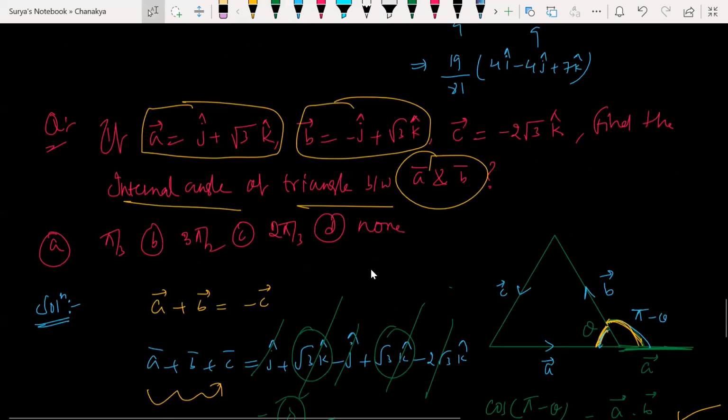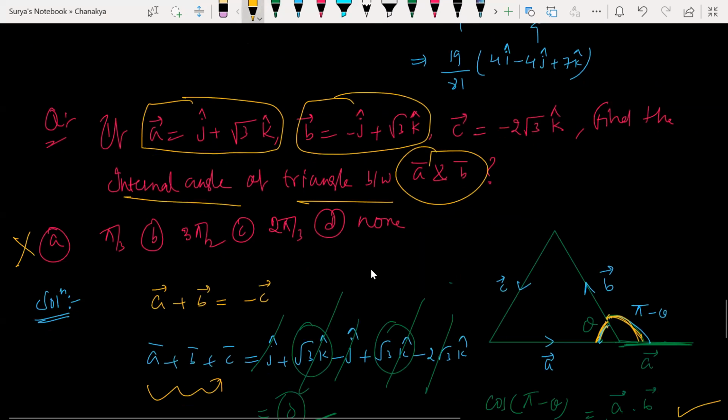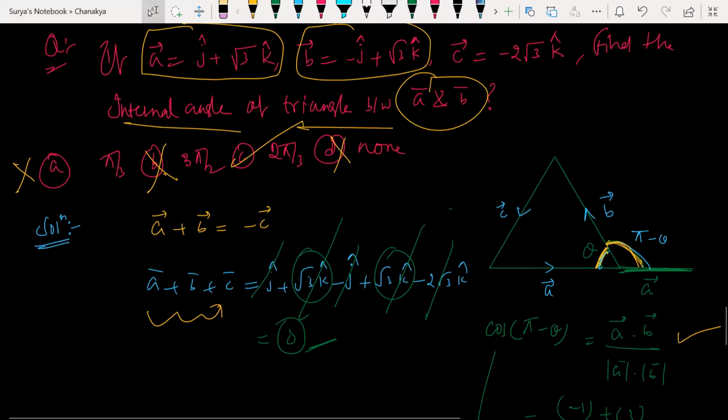Which option is giving an angle between 90 and 270? He has given 270. Is 270 possible? No. Our angle should be between 90 and 270, but not 270, so this is also not possible. The option is 120. 120 lies between 90 and 270, right? Yes or no, people?